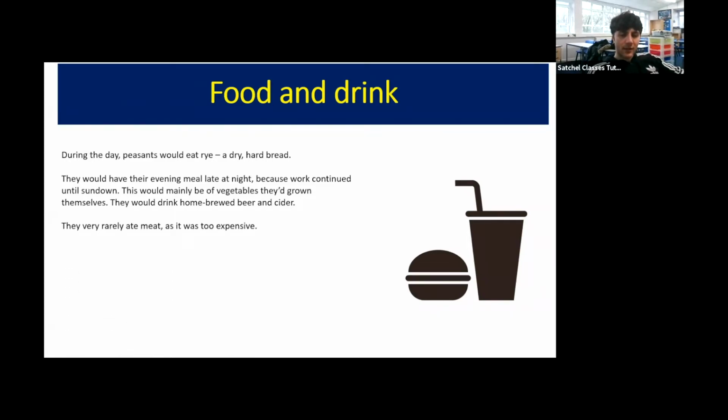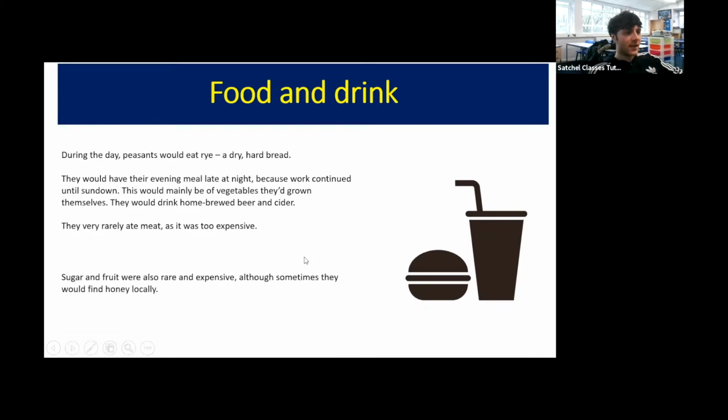Now, you might be thinking, where's the meat? All that we've talked about so far is dry, hard bread, and we've mentioned a vegetable dinner when they get in from work. But they very rarely ate meat because it was just too expensive for them. The peasants were extremely poor, always living on the brink, really, of just subsistence, of getting by. So they didn't eat the meat.